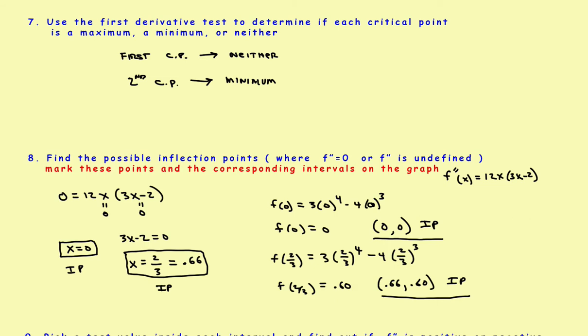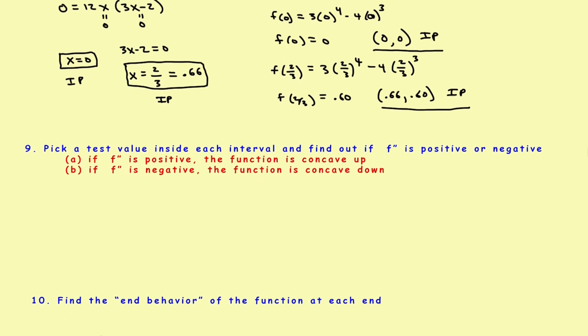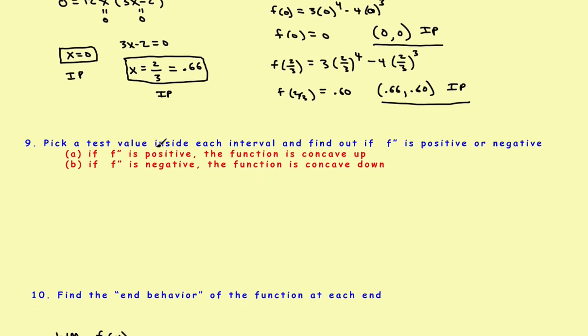Okay, now let's go down. And again, exactly like we did when we found increasing and decreasing, if you want to find out about concavity, pick a test point inside each interval. And again, I want to emphasize a convenient test point inside each interval and find out if the second derivative is positive or negative. And just a reminder, if the second derivative is positive at your test point, it's concave up. If the second derivative is negative at your test point, it's concave down. So let's figure out what's going on in each one of these intervals.